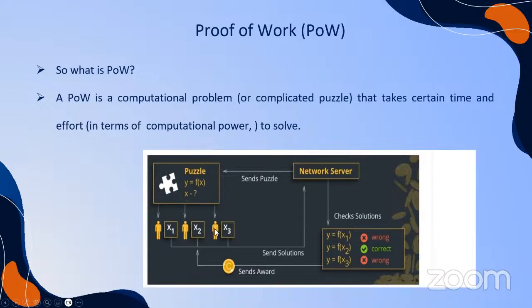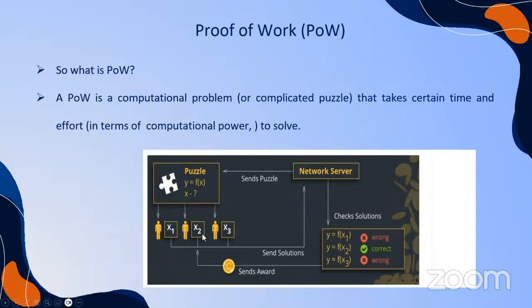They solve the computational problem and send the solution to the network server. The network server receives the X1, X2, X3 solutions, checks their validity, and compares the hash. Here the network server checks that X2 found the correct output value. So X2 receives an incentive, based on Bitcoin, as an award, and X2 acts as the leader.